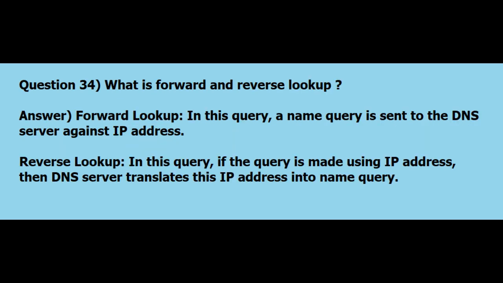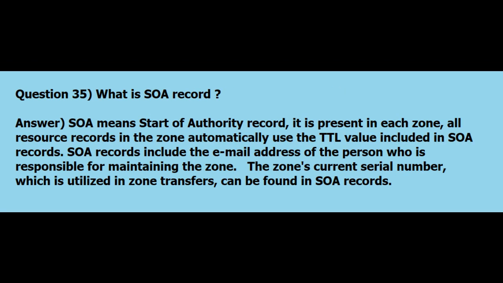Question 34. What is forward and reverse lookup? Answer. Forward lookup. In this query, a name query is sent to the DNS server to get the IP address. Reverse lookup. In this query, if the query is made using an IP address, then the DNS server translates this IP address into a name.